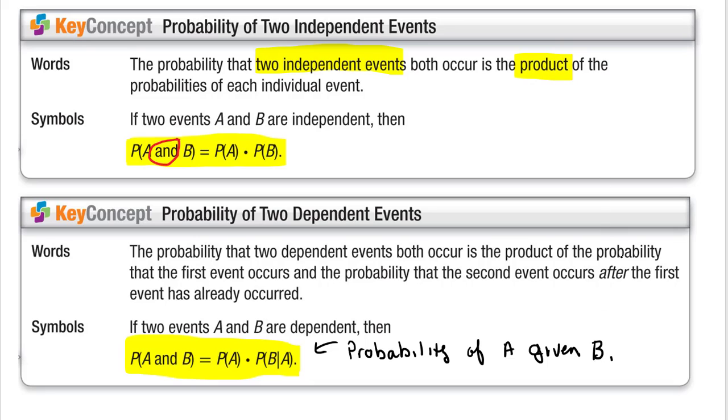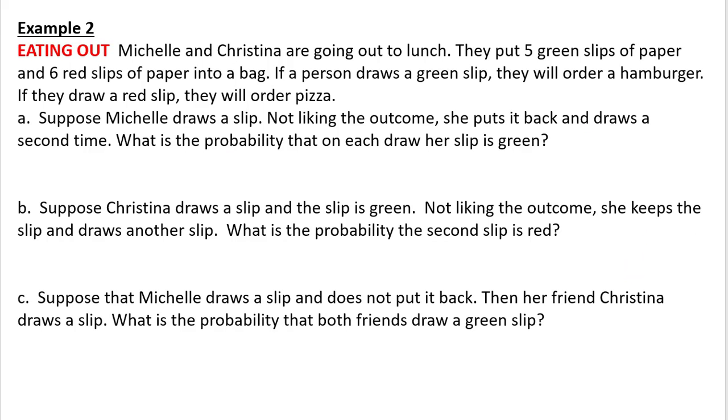Okay, so let's do some examples. I have one example planned. Let's do one example and hopefully this will clarify things for you. So Michelle and Christina are going out to lunch. They put 5 green slips of paper and 6 red slips of paper into a bag.